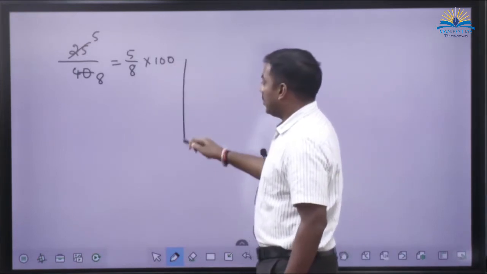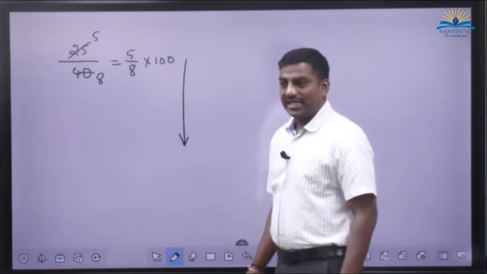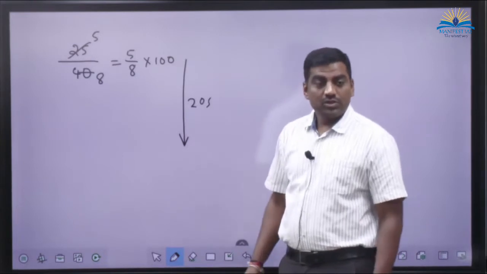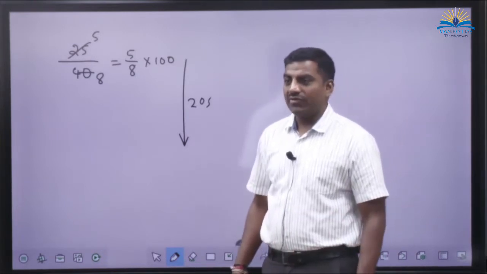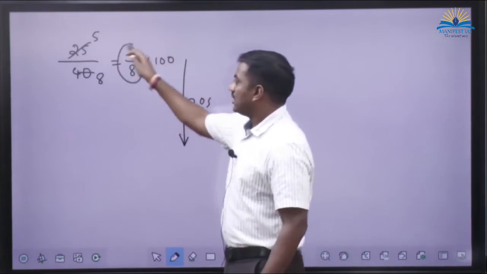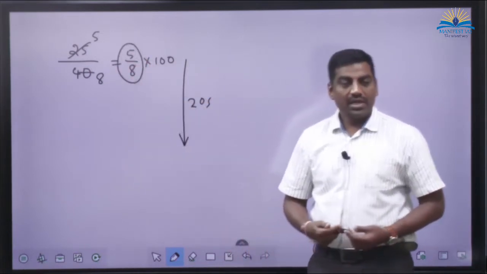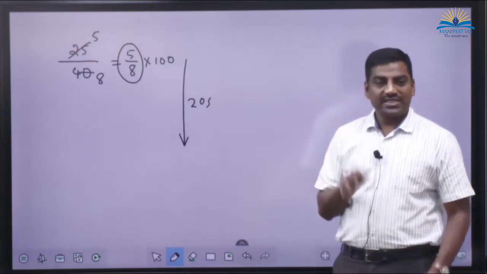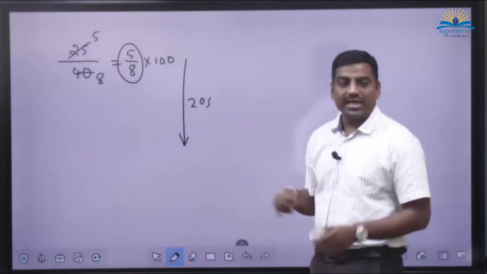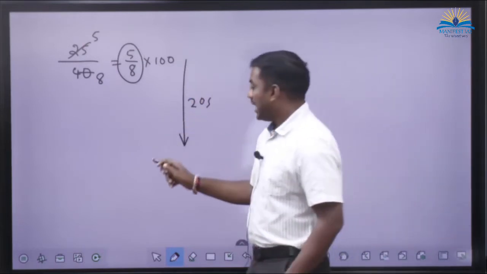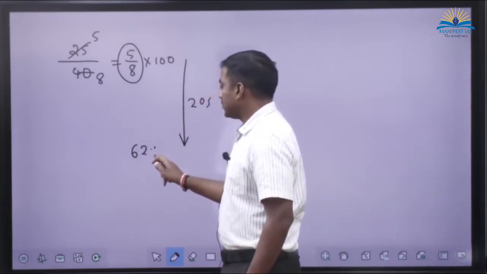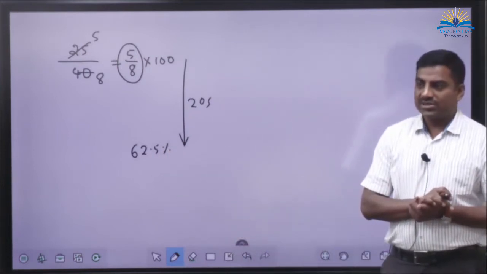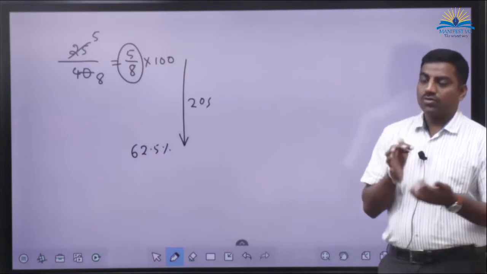Now tell me, to convert this to a percentage, it will take at least 20 seconds. Yes or no? So to avoid these 20 seconds, we can remember the percentage for this 5 by 8. At least for a few of the fractions, let us remember the percentages directly. We don't have to waste this time in the examination hall. 5 by 8 is actually 62.5%. We'll remember that.